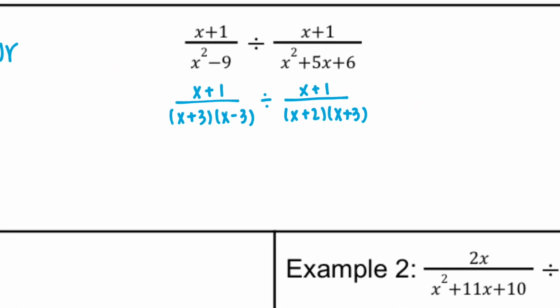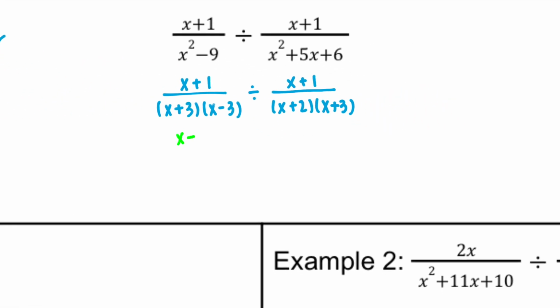So when I come over here, my first piece of x plus 1 over x plus 3 times x minus 3 stays the exact same. We didn't do anything with the first piece.